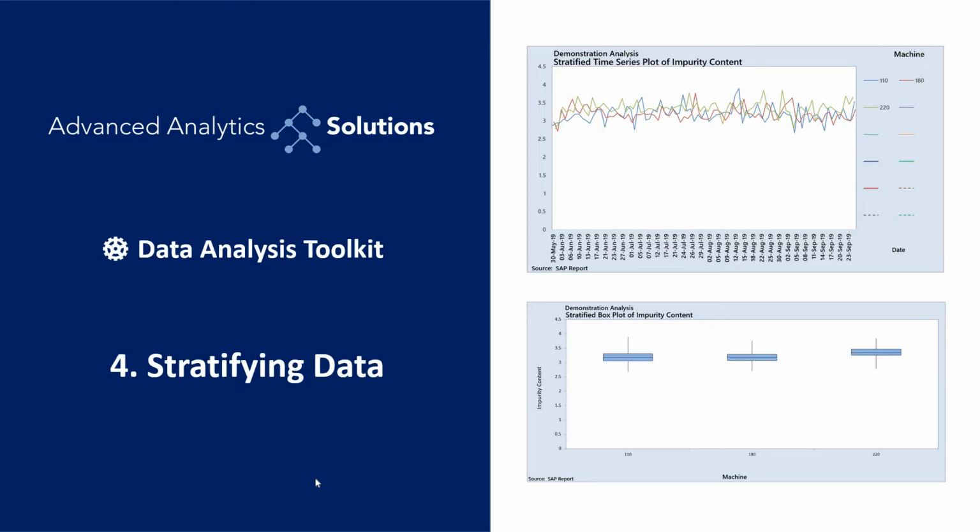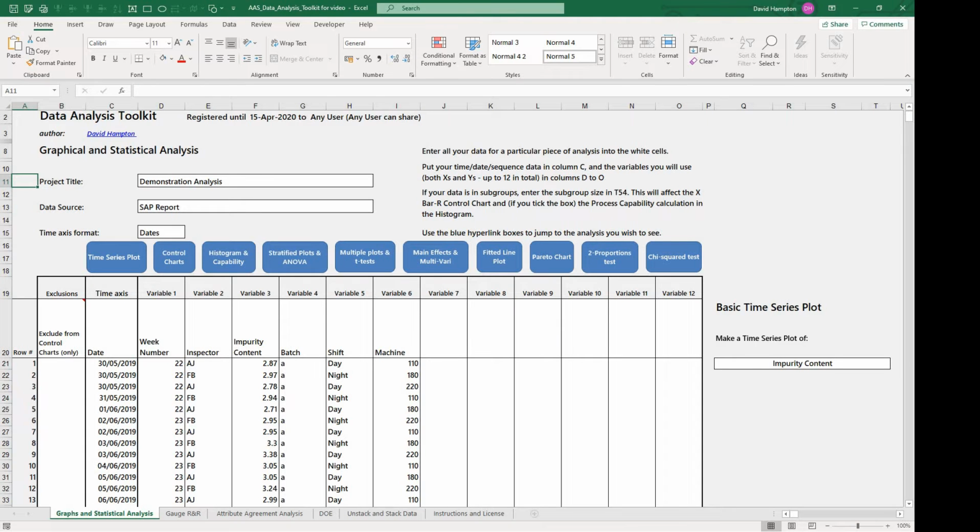Once you've looked at the stability and capability of your process, the natural next step is to try to understand which factors cause it to perform better or worse. In the case of the quality report that we saw in the last video, we might ask whether the impurity level depends on the batch or the shift or the machine. Here's how to do that.